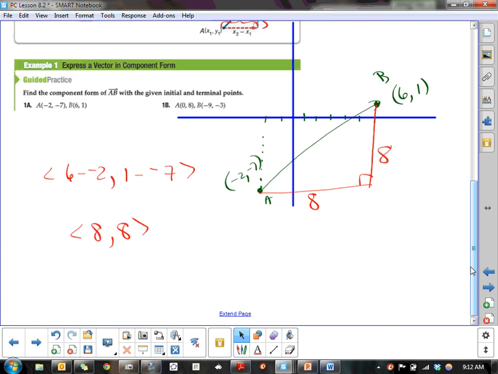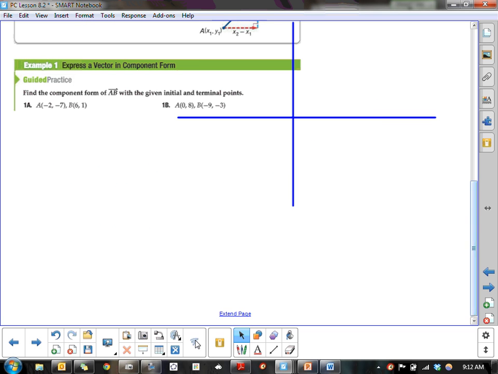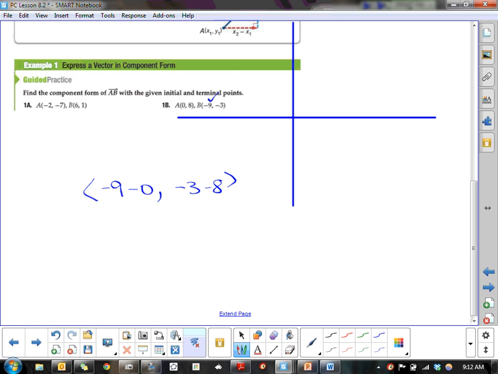1b. Find the components of 1b without the geometric representation. What is your endpoint? Negative 9, negative 3. So those have to go first. So it's going to be negative 9 minus 0, comma, negative 3 minus 8. Nice. Negative 9, comma, negative 11. And these are the components of the vector AB.